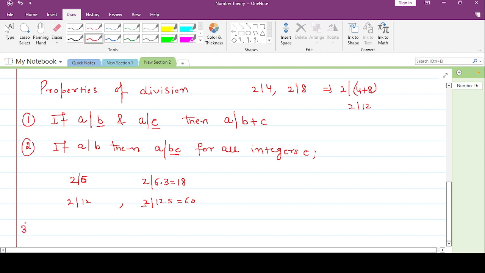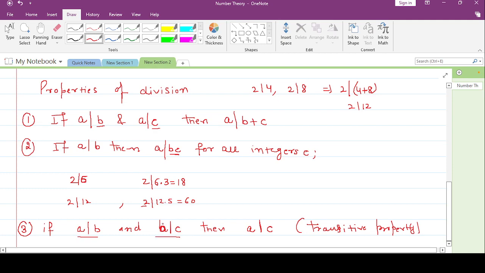Now the third property is this: if A divides B and B divides C, then A also divides C. This is called the transitive property: if A divides B and B divides C, then A always divides C. I feel that all these properties are clear to you.